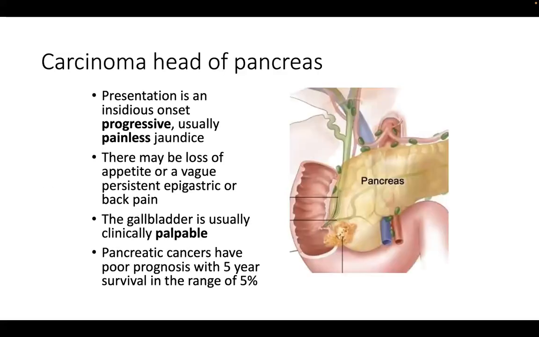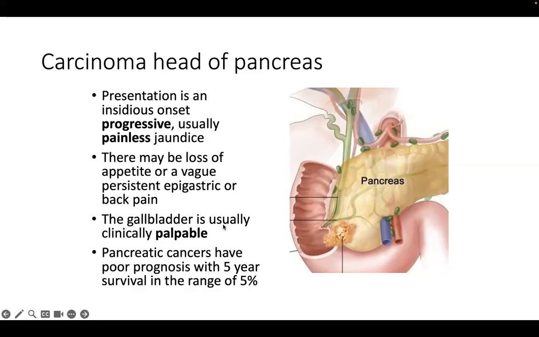Then you have another cause of obstructive jaundice, which is carcinoma of the head of the pancreas. Here the presentation is an insidious onset. It's progressive and usually painless jaundice. As the carcinoma of the head of the pancreas progressively worsens, the jaundice is progressive and usually painless. There may be loss of appetite or a vague, persistent epigastric or back pain. So these are important points: loss of appetite and a vague, persistent pain.